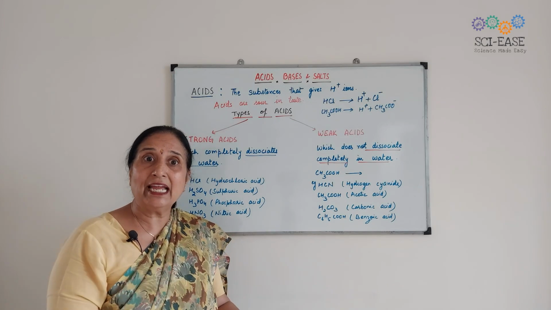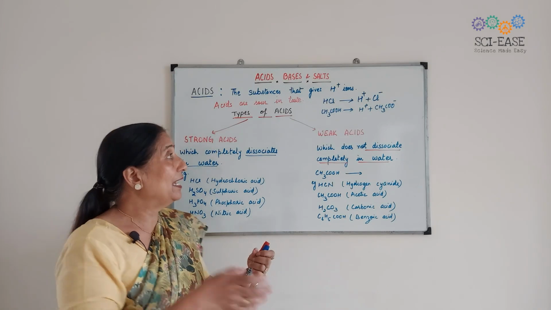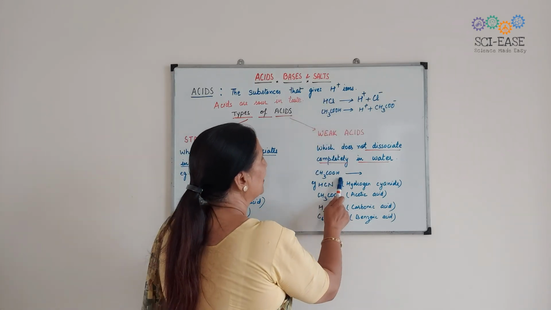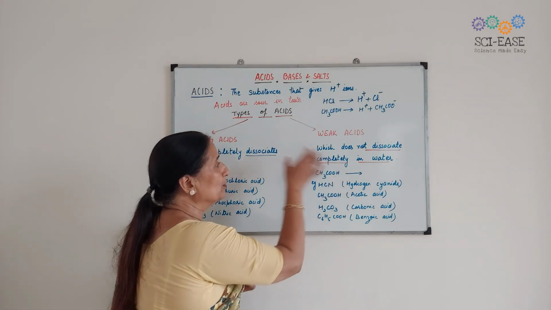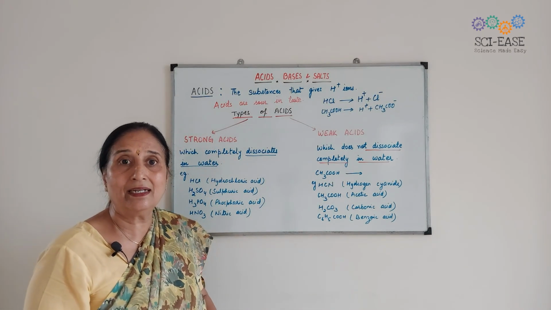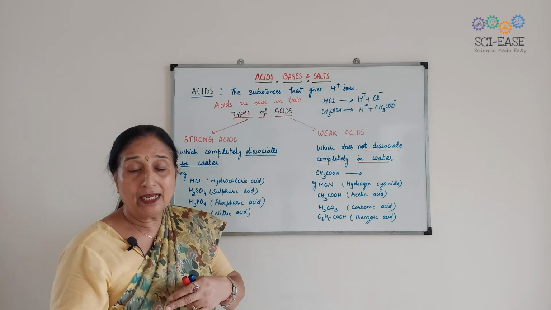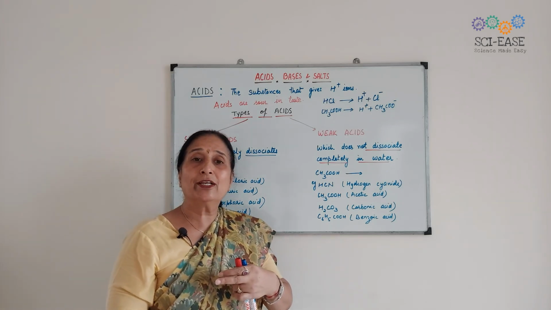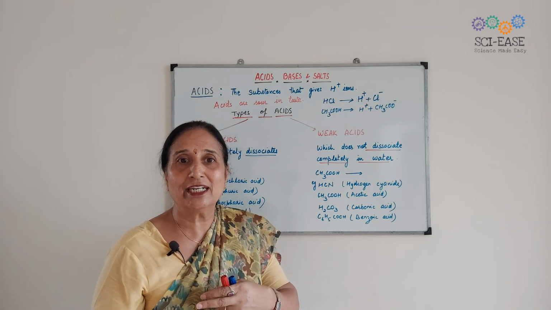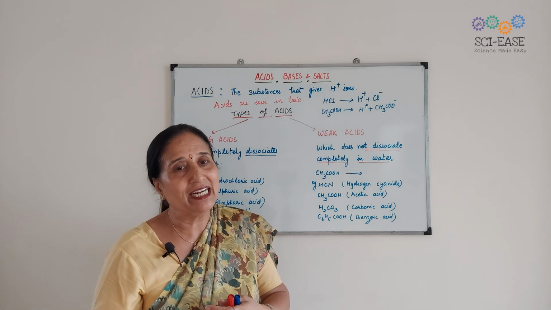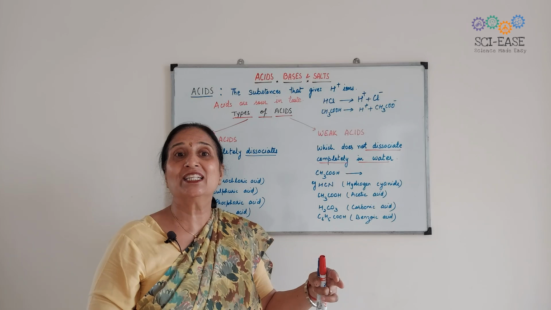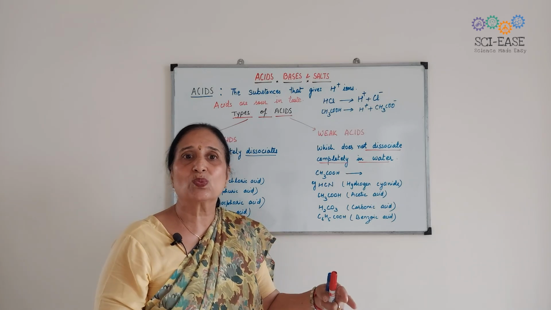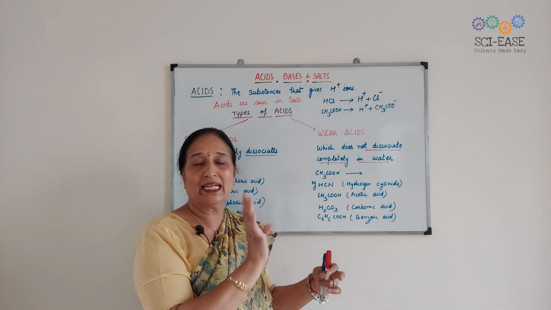Means when we are taking some weak acid, like acetic acid, that is a weak acid. When we take 100 molecules of this acetic acid, maybe 40, maybe 50 molecules, they will be dissociated into H positive and CH3COO negative ions. Not complete dissociation is there. That is why this is the weak acid.